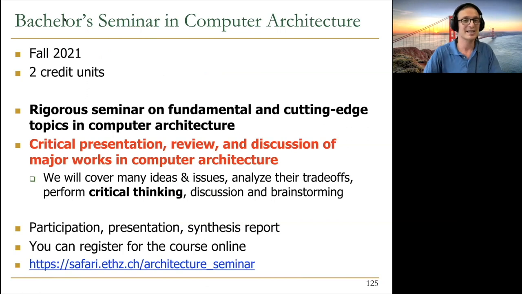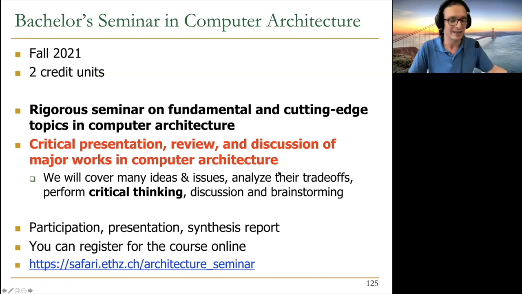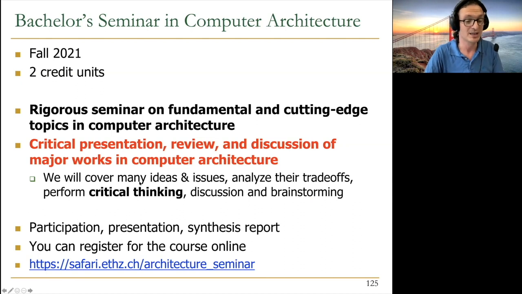And this is a little bit more about the Bachelor Seminar in Computer Architecture. Basically, it's a rigorous seminar on fundamental and cutting-edge topics in computer architecture. You get to critically present, review, and discuss major works in computer architecture. You can cover many ideas, usually with anywhere between 16 to 25 papers or so. Analyze their trade-offs, perform critical thinking, discussion, and brainstorming. Of course, you don't have to read every single one. You have to read and analyze the one you're presenting in a very detailed way. There's participation, presentation, and a synthesis report, and you can also register for the course online if you're interested. I'd recommend taking it if you're excited about it, because you have the background to do it right now, because you have a basic computer architecture course right now.